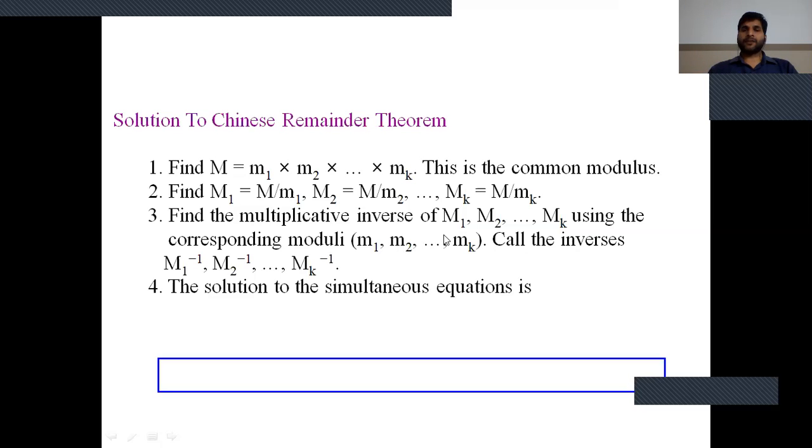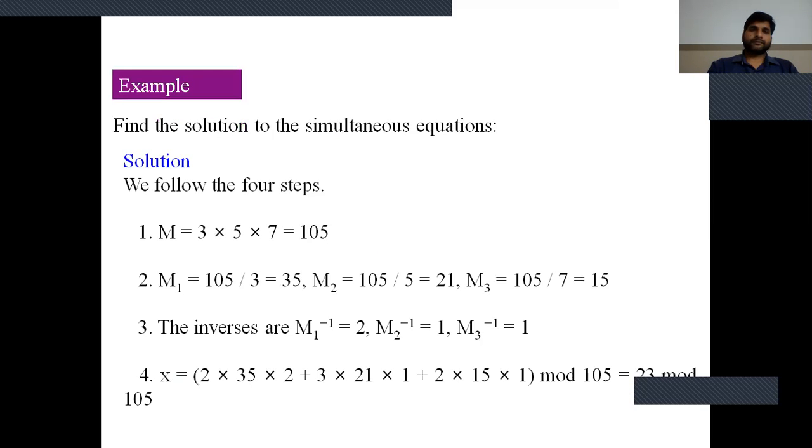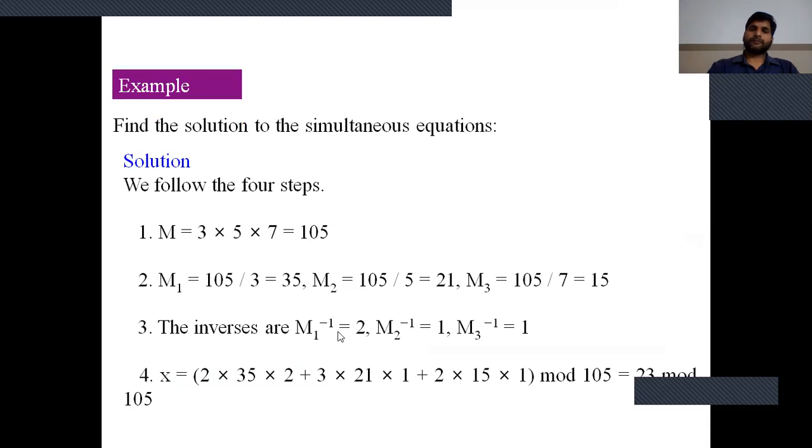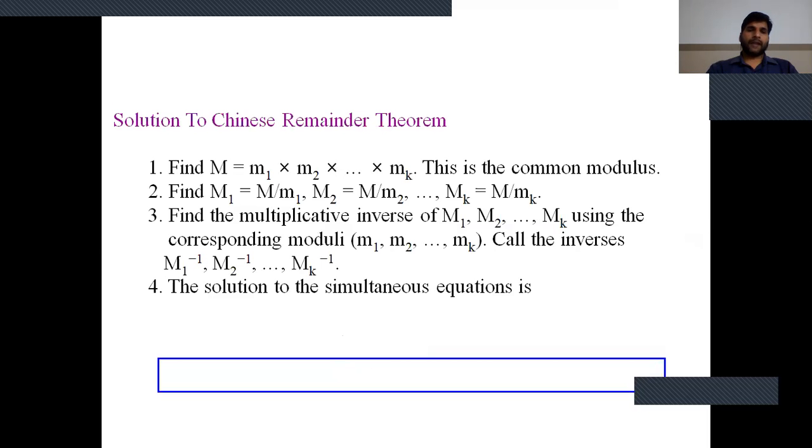Find the multiplicative inverse of M1, M2, Mk using the corresponding moduli m1, m2, mk. Call the inverses M1 inverse, M2 inverse. The solution of the simultaneous equations is x equal to a1 M1 M1 inverse plus a2 M2 M2 inverse, and so on.